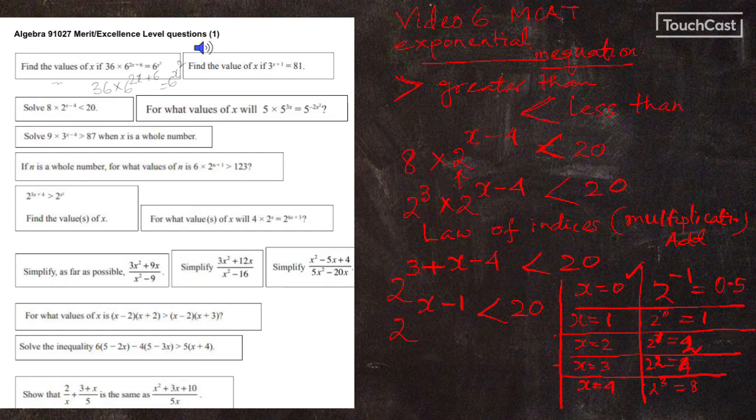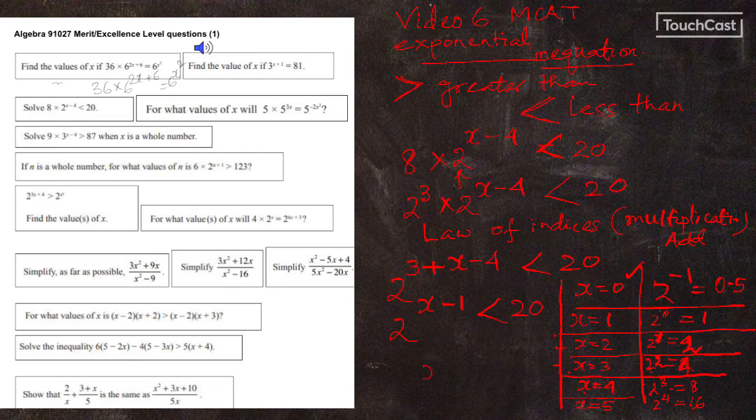Okay, so I corrected some of those. If x is 1, 2 to the power 0 is 1. If x is 2, 2 to the power 1 is 2. If x is 3, 2 to the power 2 is 4. x is 4, 2 to the power 3 is 8. And if x is 5, so it'll be 16. 2 to the power 4 is 16, still less than 20.